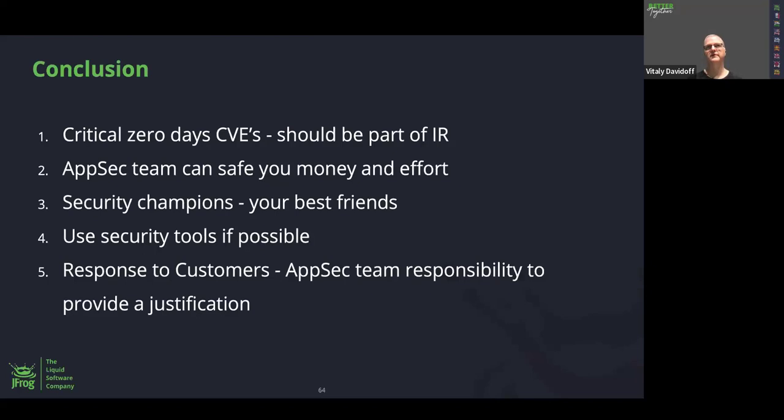Use security tools. Yes, it's okay to use security tools, and it's good if possible for help here. And for the response to customers, I think it's only the AppSec team's responsibility to provide the justification, not the R&D team, not the sales team, and not the support team. You need someone with knowledge of both security and the technical issue. Okay, so thank you very much.